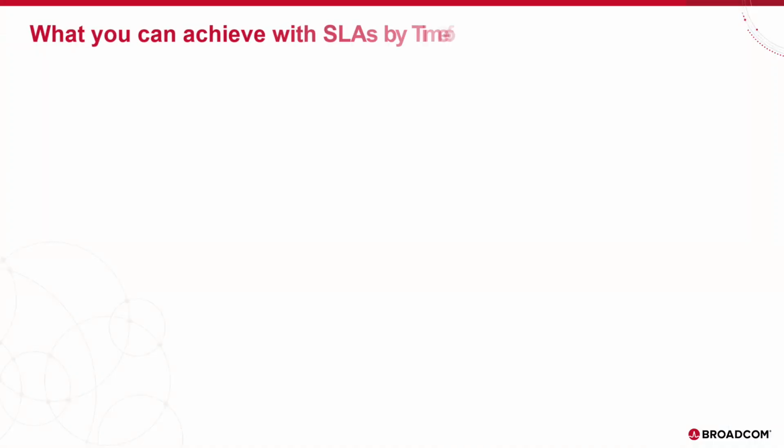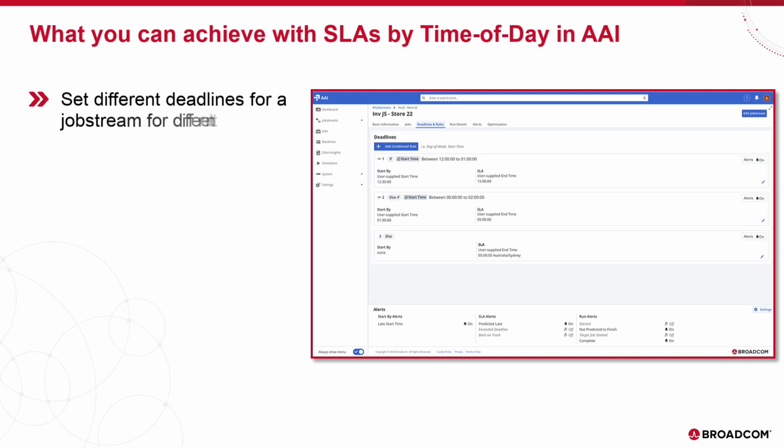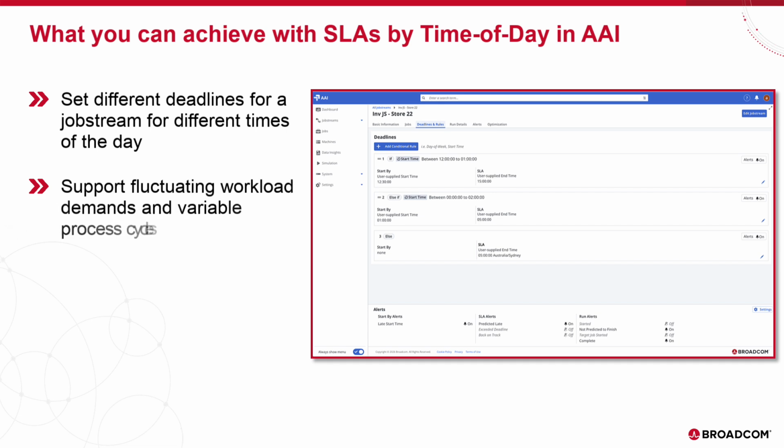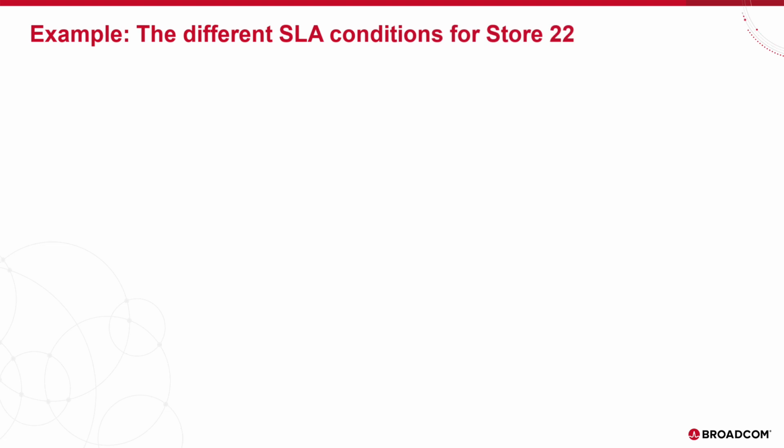With the time-of-day SLA feature in AAI, you can configure multiple SLAs for a single job stream for different times of the day. This capability allows you to keep SLA deadlines aligned with operational cutoffs, fluctuating workload demands, and variable process commitments. To understand this better, let's look at a real-world example.